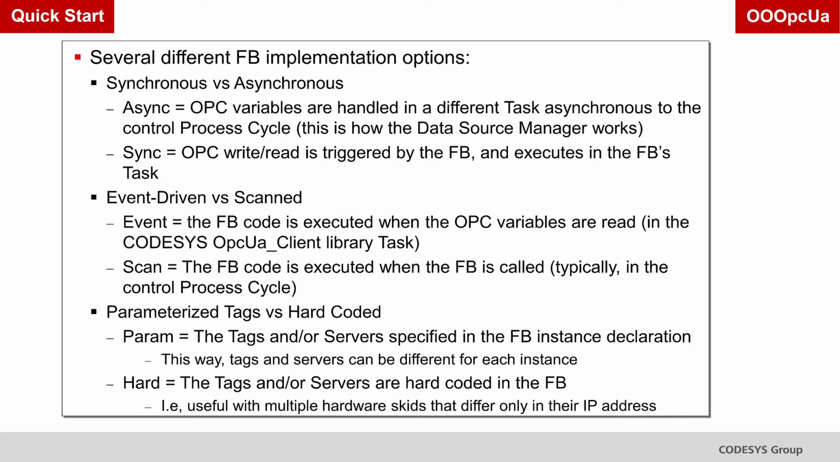As I mentioned earlier, the object-oriented OPC UA client gives us many different options. First, we can make it operate asynchronously, like the Data Source Manager does, or synchronously, like the demo you just saw. Then we can make our functionality scanned, like traditional OPC or remote I/O, or event-driven, like you saw in the demo, where the receipt of the input data immediately triggers our functionality, like PLC programming is done with local I/O forever. Then we can hard code our parameters like we did in the first example, or parameterize everything like we did in the second.